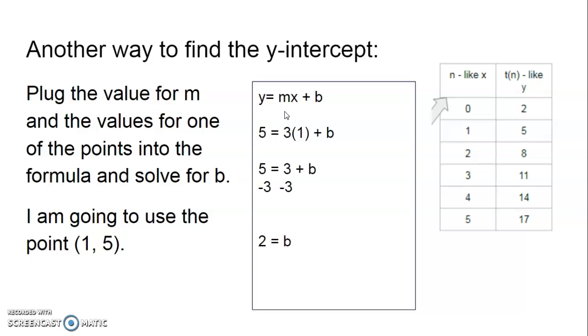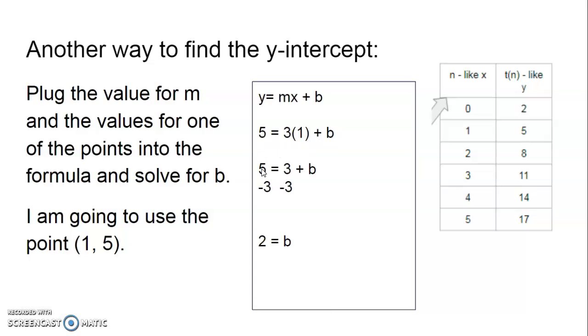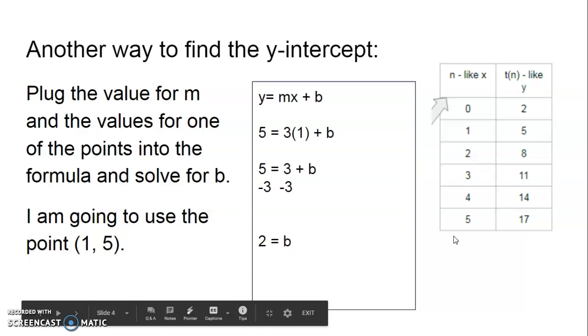Plug in the value for m, which we just found out was 3, and then choose a point and plug the y and the x in. In this case, I chose the point (1, 5). My y is 5 and my x is 1. So I have 5 equals 3 times 1 plus b. I did the math out. I'm subtracting 3 from both sides, and I end up with b equal to 2. Note that came out to be the same as what we had in the table.